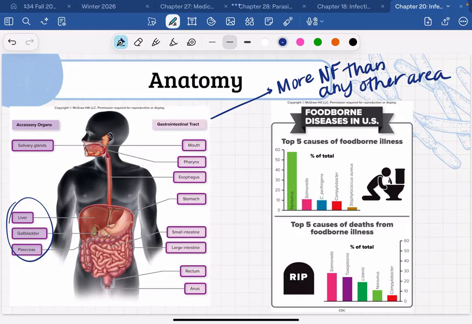Okay? And this is just a little infographic to show you the top 5 causes of foodborne illnesses, because most of the infections that occur in the gastrointestinal tract is going to come from our food. Not all of it, but a lot of it. And the first one, the most common cause of foodborne illness in the world, or I guess this is in the US, but I would say it's pretty worldwide, is norovirus. By far, more people get norovirus than any other type of GI illness.